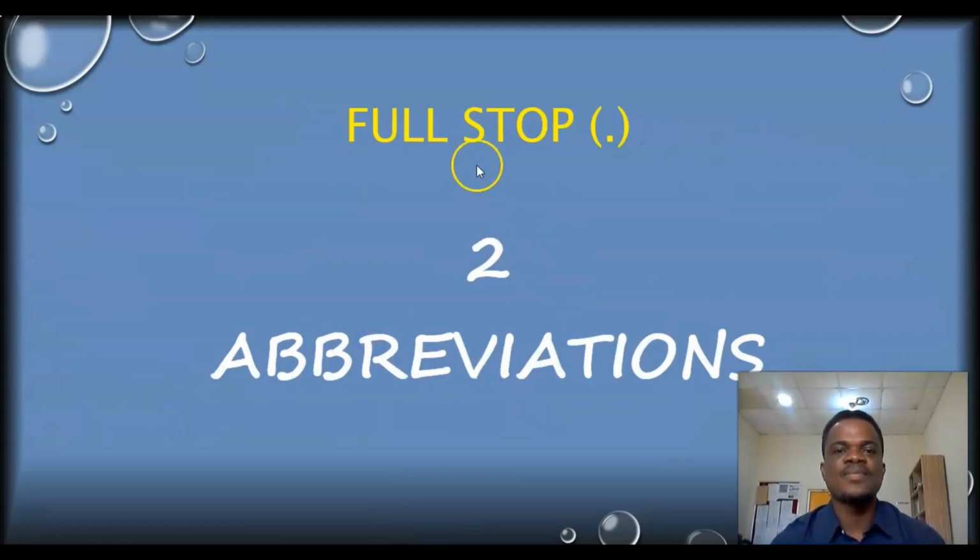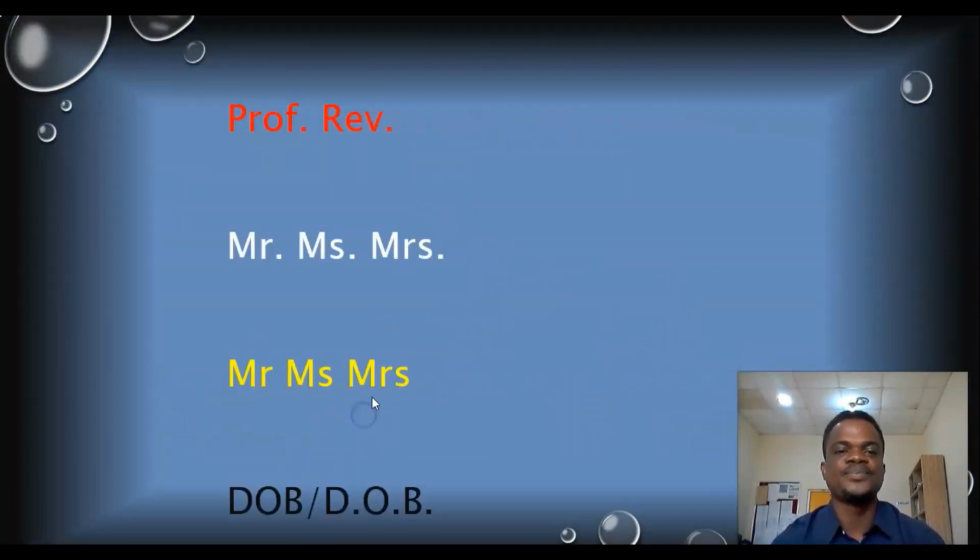All right, so let's see. We can also use full stops to form abbreviations, like in these cases here. Professor, we want to abbreviate it to Prof., maybe Professor Anderson, Reverend Michael, Mr. Jones, Miss Jones, Mrs. Jones, Mr. Jones, okay, date of birth, okay. We can actually use punctuation to form abbreviations.